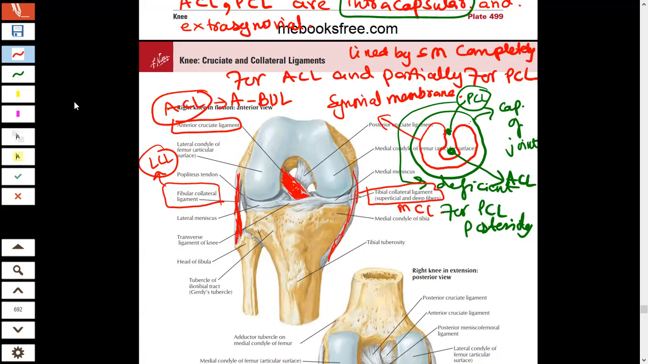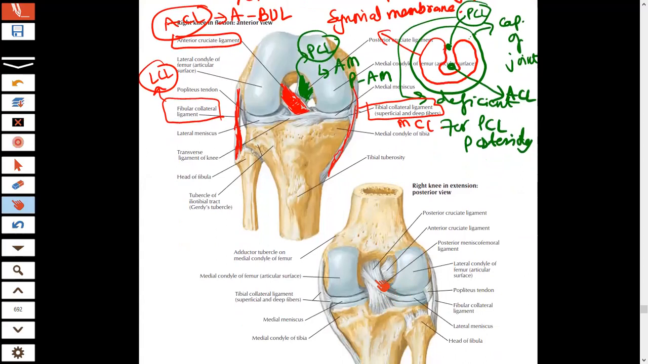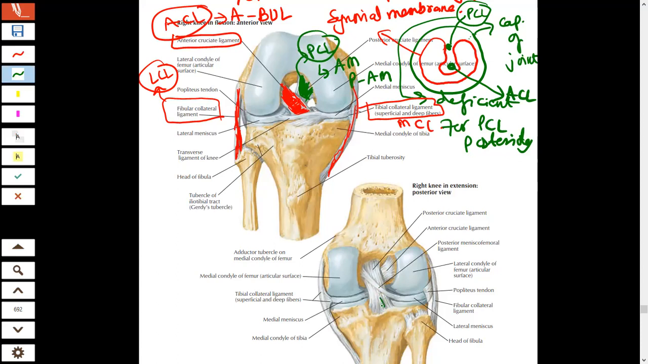For the PCL, this is the PCL which I am drawing in green color. So PCL is present anteromedially. PAM. PAM. So now see this picture. This is your posterior cruciate ligament. You can better visualize the posterior cruciate ligament posteriorly. It is present anteromedially. Okay? This is your posterior cruciate ligament. This one.